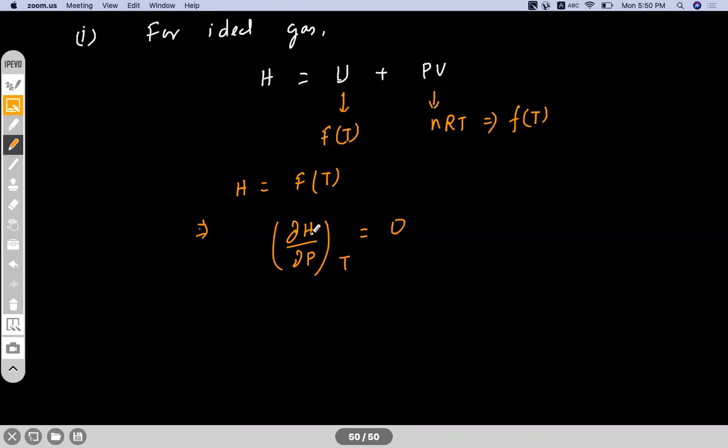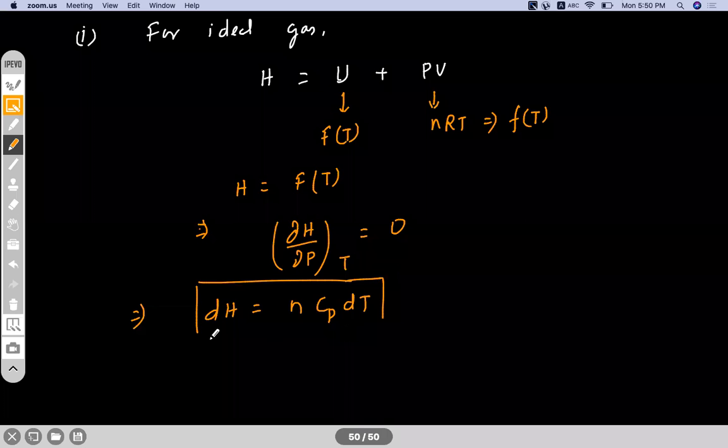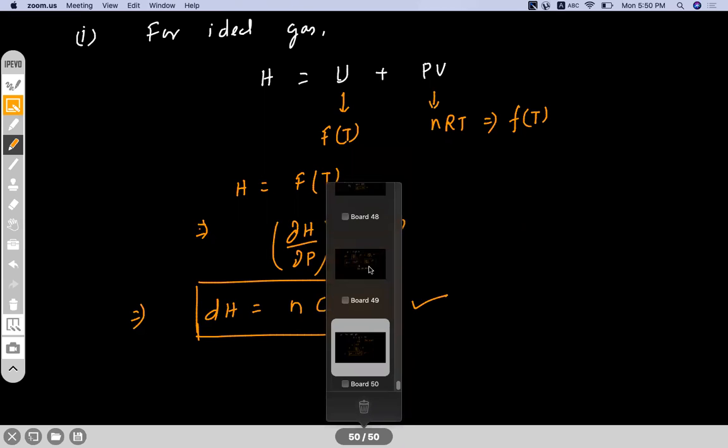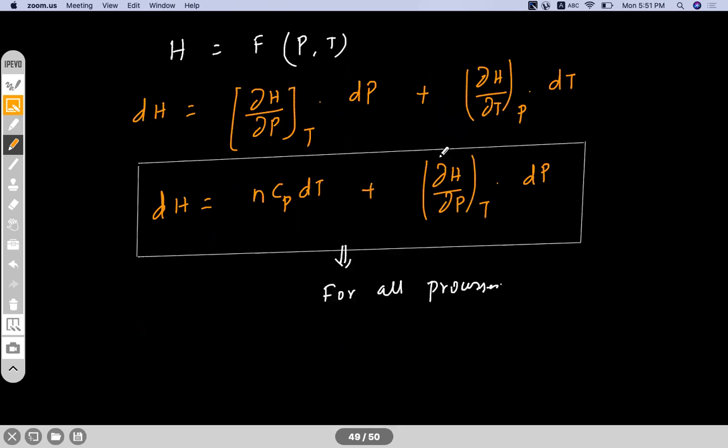And this, if you substitute in that general formula, we'll get dH is equals to nCp dT, right? Why? Because this dou H by dou P at constant temperature, we have substituted here in this expression. This entire term is zero and dH is equals to nCp dT.